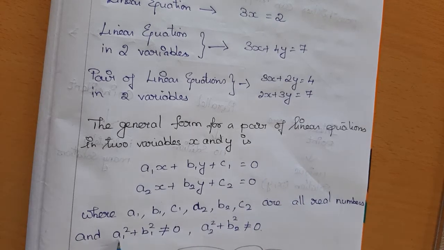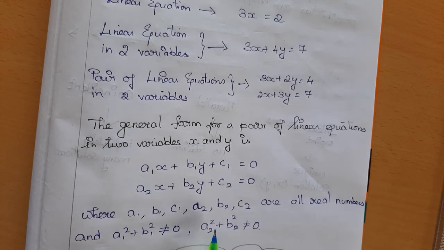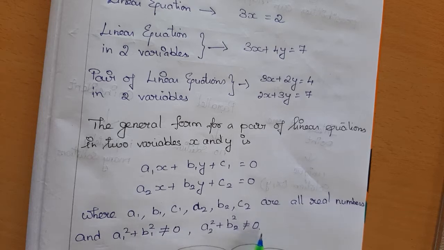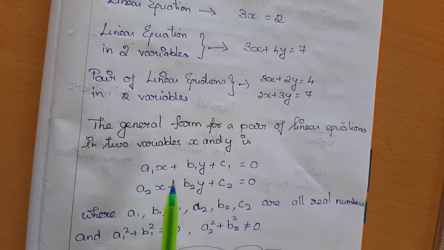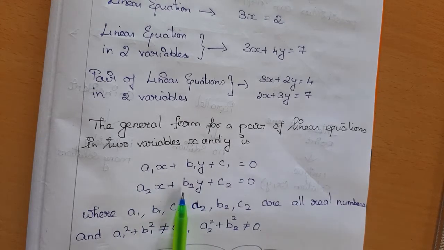Another condition is a1² + b1² ≠ 0 and a2² + b2² ≠ 0. This means the values of a1, b1 and a2, b2 are not both equal to 0.